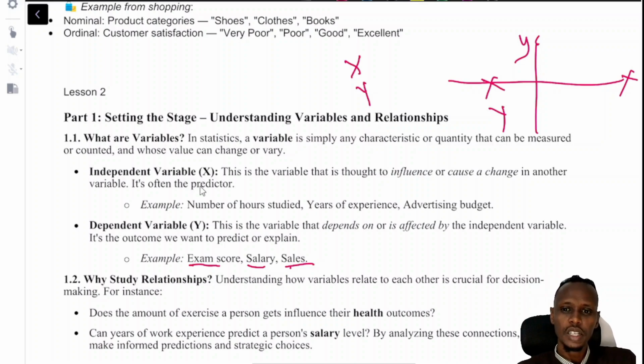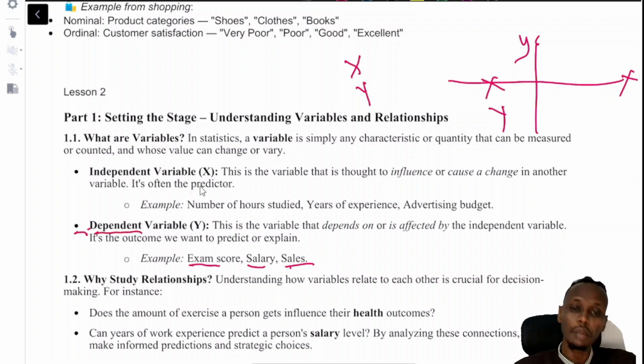Years of experience can also influence the salary you will earn as an employee. Advertising can also influence how much sales you make in your business. So those are called independent, those that influence. Dependent is those that depend. That is the word dependent.